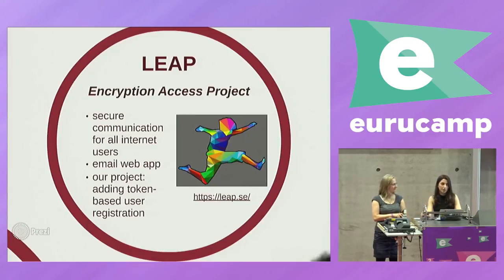So what is our open source project really about? It's called Leap, and it aims to give all internet users access to secure communication. And we decided to dedicate our summer to building a token-based user registration on their website, on the sign-up page. And so this is going to be our first project. We chose Leap because we find it really important that people can choose who they communicate with without wondering who might be looking into their emails or who might be eavesdropping on their conversations whatsoever. So yeah, that's why we chose Leap.